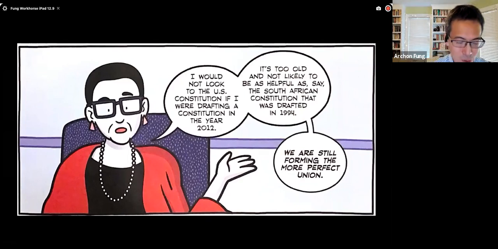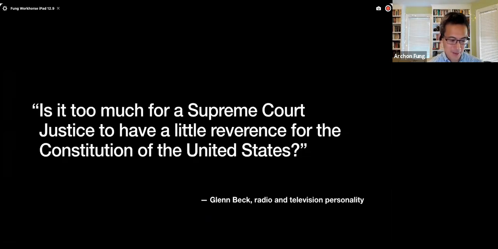And then to capture one common line of response, Glenn Beck, popular radio and television personality, says in response to Justice Ginsburg, "Is it too much to ask for a Supreme Court justice to have a little reverence for the Constitution of the United States?" I think she did have a lot of reverence for the Constitution of the United States, but was appropriately and constructively critical, as Sandy and Cynthia are.